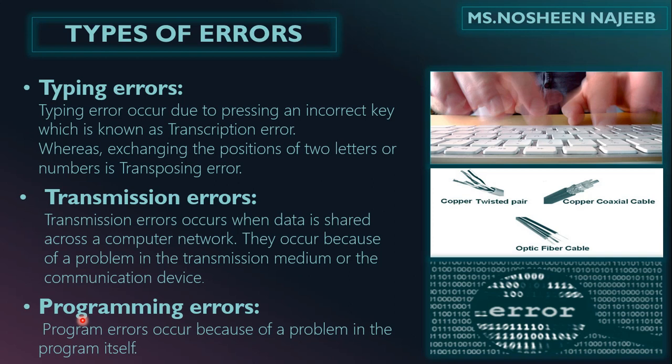And the last error we have is programming errors. Program errors occur because of a problem in the program itself. When a programmer writes a wrong instruction in a program, the computer gives a wrong result when it processes data according to the program. The computer cannot spot such errors because it is not intelligent. It simply does what it is told. While typing errors and transmission errors might be found by humans or machines.